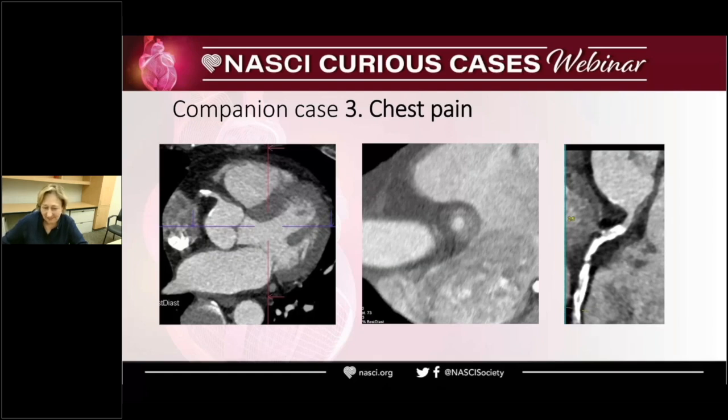Dr. Frank, so in that middle image, is that a cross-sectional view of the ostial RCA? Yes, that is correct. So it's somewhere here, cross-sectional view of the ostial RCA. All right, guys, so we can move on to the next case.